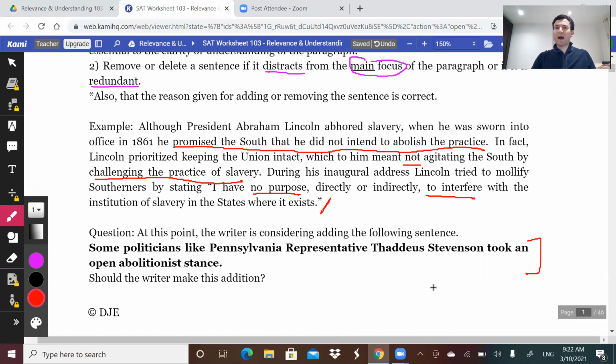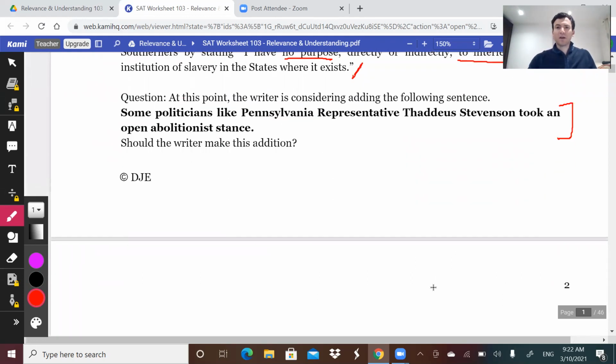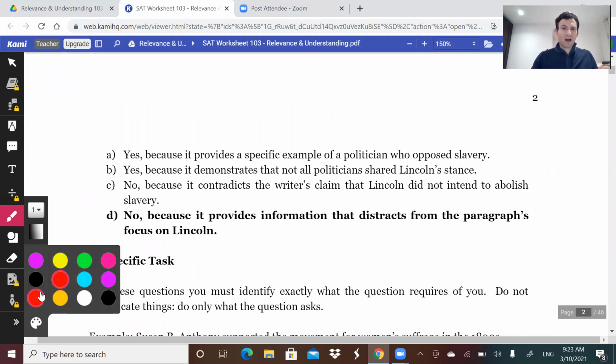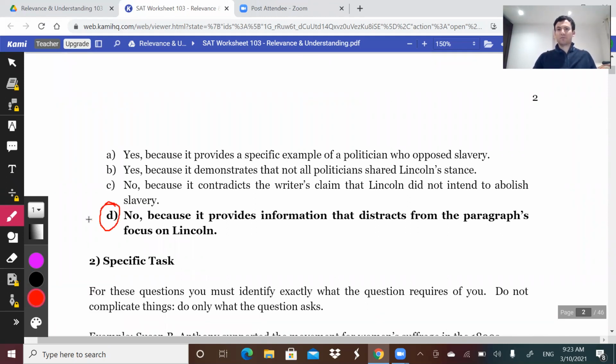This paragraph is about Lincoln's initial stance on slavery and the way he messaged it when he took office. So to randomly bring in at the end of the paragraph some representative from Pennsylvania and his stance on slavery, yeah, it's talking about slavery and a position on slavery, but it's not relevant to the paragraph. So if you look at the answer choices here, it's got to be D all the way. The paragraph's focus is on Lincoln.